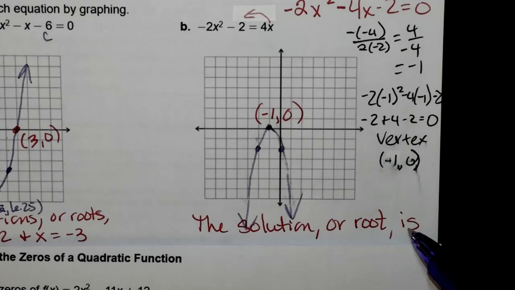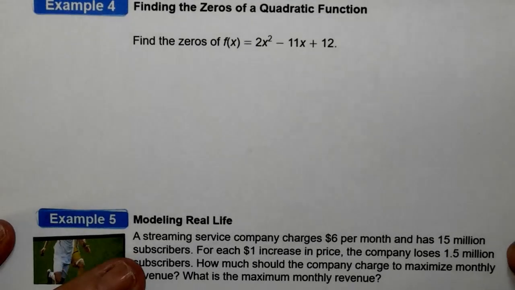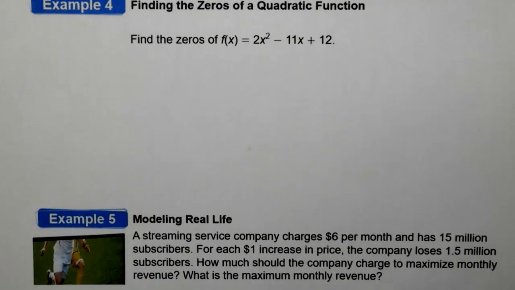All right, so your solution or your root is x equals -1. All right, going to move on to the next two examples. All right, so this one, finding the zeros of the quadratic function. This one's very similar to example 2.